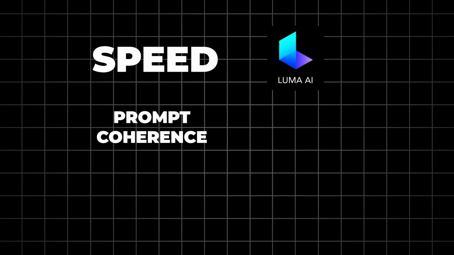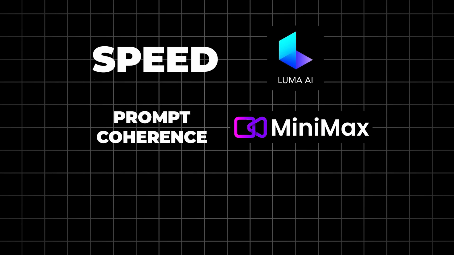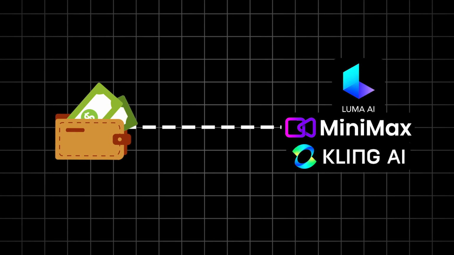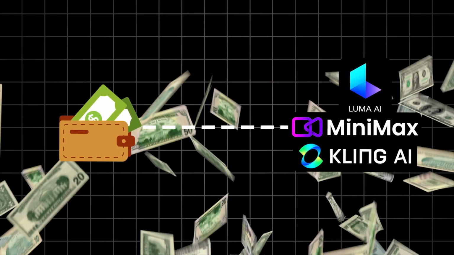For example, if you want to have speed, then Luma might be your best bet. But if you want to have good quality prompt coherence, then it might be Minimax. But if you want to have the highest resolution, then it is Kling. You see, each of these tools has its own strengths. But having multiple subscriptions so you get access to all of them can be quite expensive.